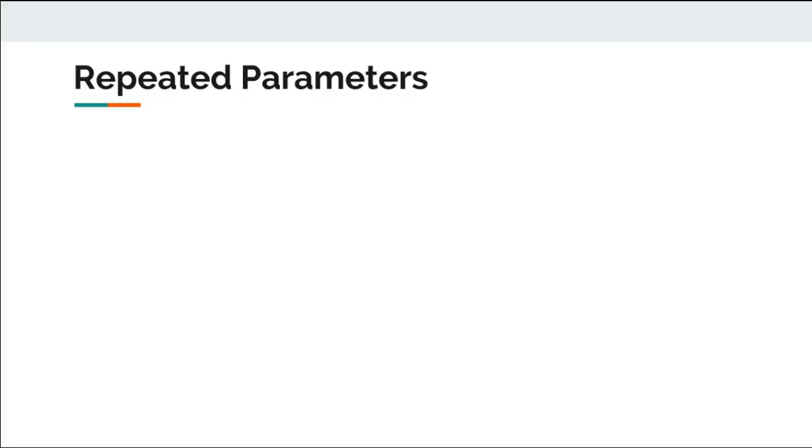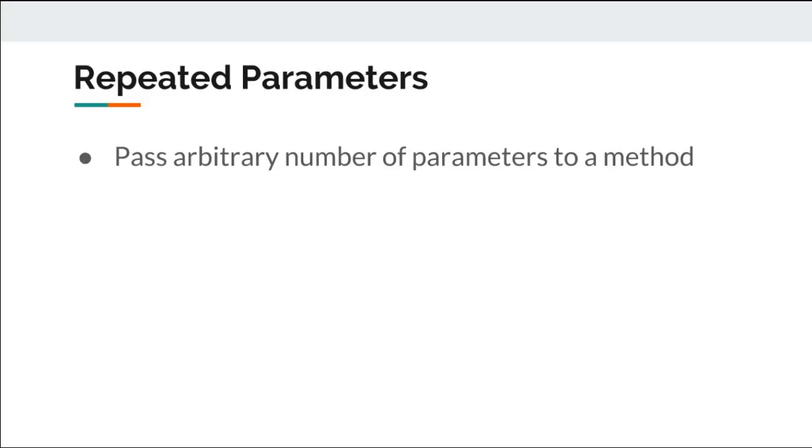So, the first question is, what are repeated parameters or variable arguments? It is a shorthand to provide an arbitrary number of parameters to a method. We use variable arguments whenever we are not sure about how many arguments we need to provide to a method, or if we want to calculate arguments dynamically.